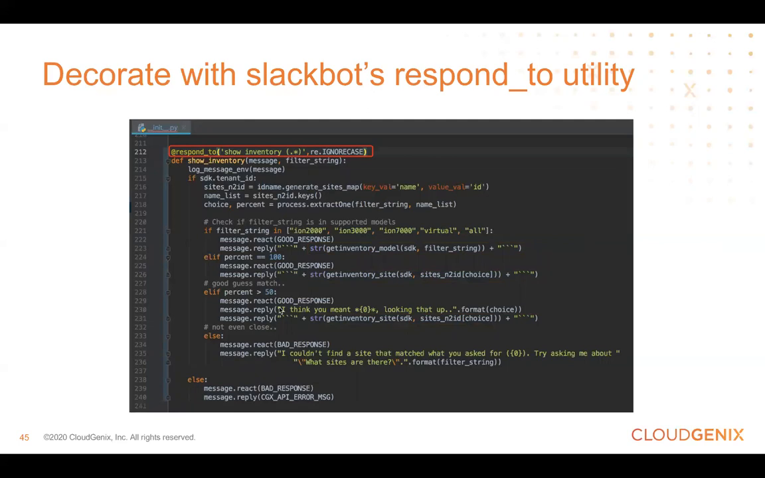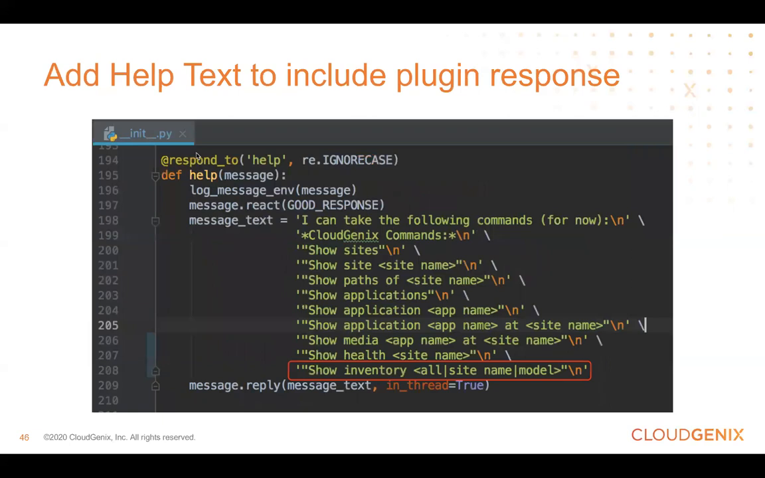Make sure you decorate it with Slackbot's respond to utility. So this utility, what it does is anytime somebody enters show inventory and a string after that on Slackbot, this is the function that will be called. So make sure that you do that, decorate it with the respond to utility. And then finally, update the help text. This is to make sure you're adding the newly included command so that it's available for people to use.